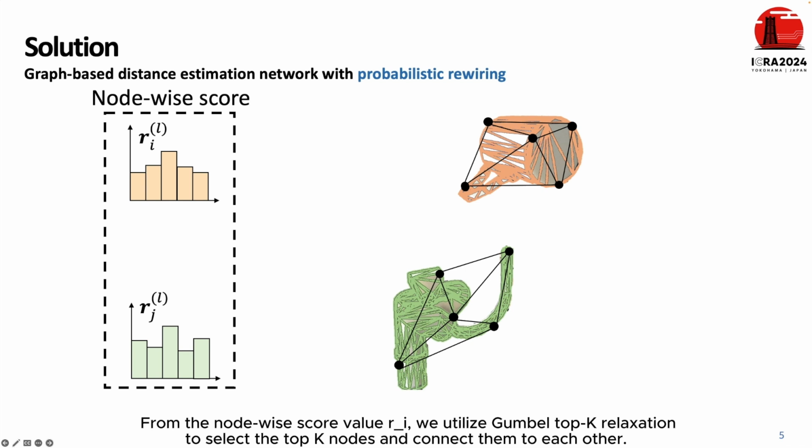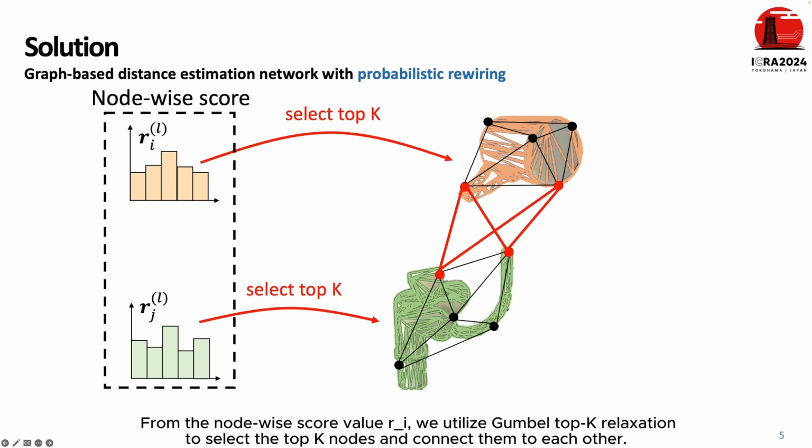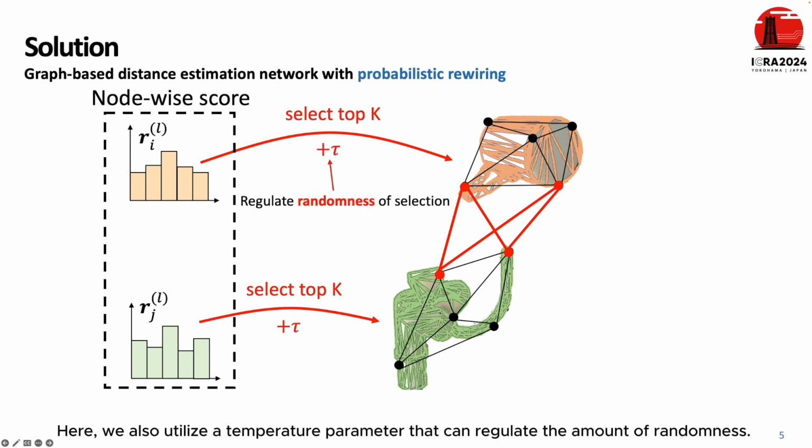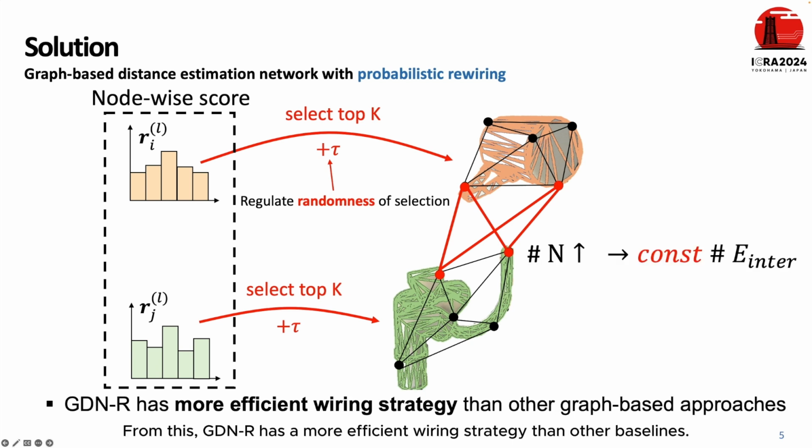From the node-wise score value Ri, we utilize Gumbel top K relaxation to select the top K nodes and connect them to each other. Here we also utilize a temperature parameter that can regulate the amount of randomness. This randomness prevents the selection process from falling into local optima. From this, GDNR has a more efficient wiring strategy than other baselines.